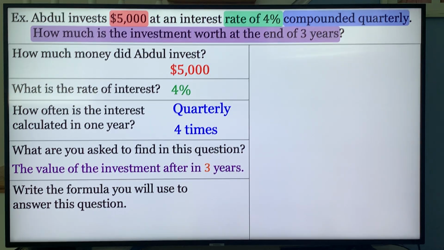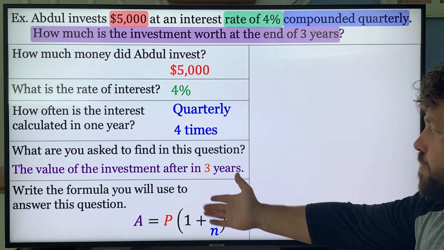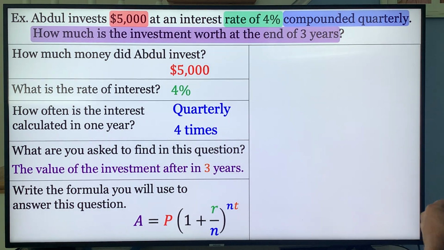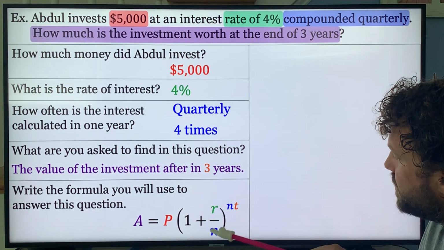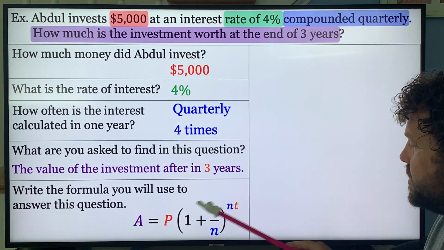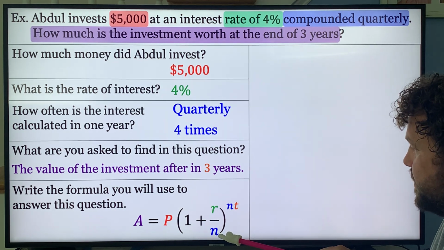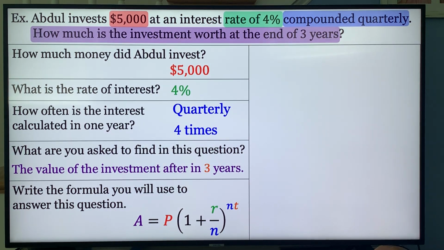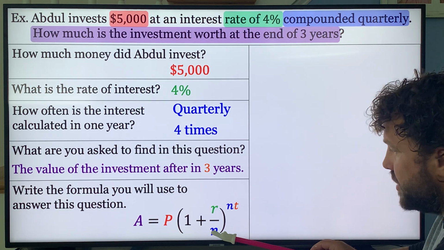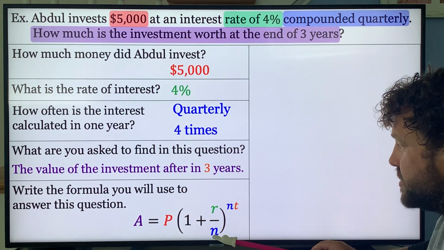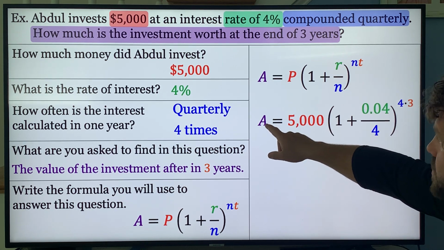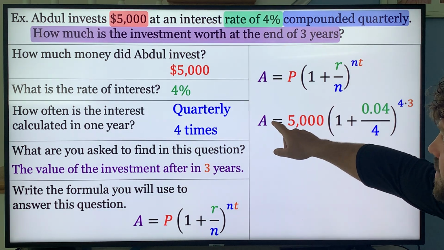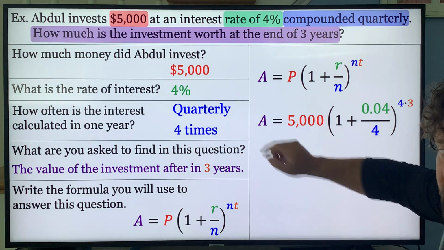So the formula you'll use to answer this question: A equals P times (1 plus r over n) to the power of nt. P is the principal, r is the rate, n is the number of terms, and t is the time in years. Number of terms is just the number of times a year, so quarterly, you'll see. All right, so here's our formula. A is what we're looking for, right? We're trying to find how much the investment's worth, so this is the end amount.